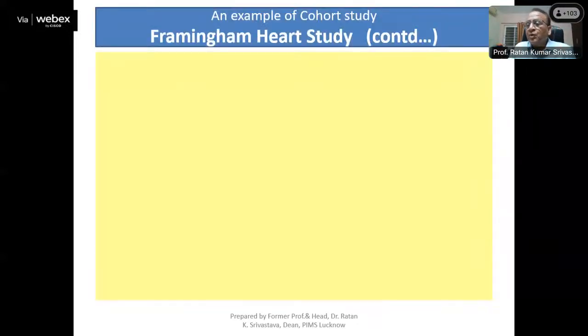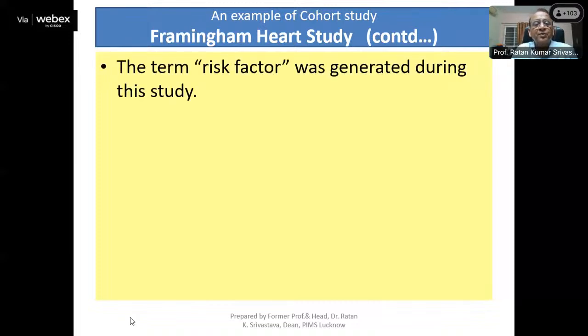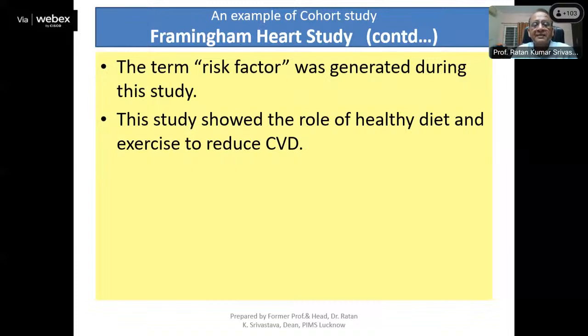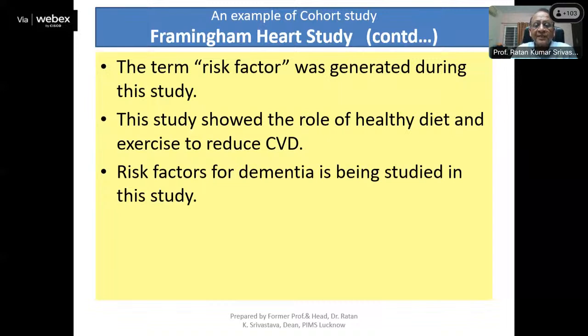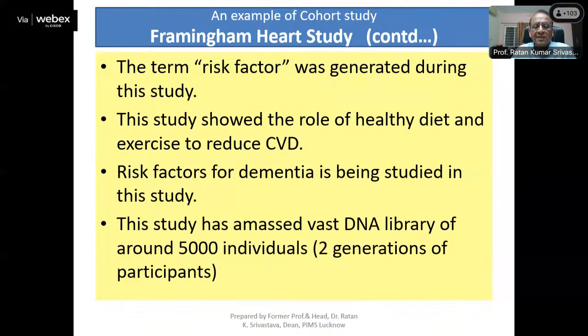And yes, I told you in cohort study that the Framingham Heart Study, they are still carrying it out. You will be surprised to know that the term risk factor was generated during this study. The term risk factor, which we use very frequently, is a boon of the Framingham Heart Study. During this study, they coined this new word. The study showed the role of healthy diet and exercise to reduce cardiovascular disease. Risk factors for dementia are being studied in this study. They have so much data. Because some elderly people are developing dementia, they are using the same data. This study has amassed a vast DNA library from around 5,000 individuals, with 2 generations of participation.